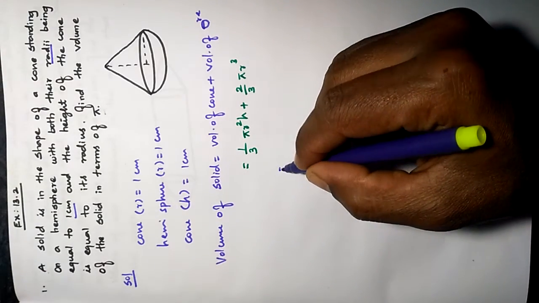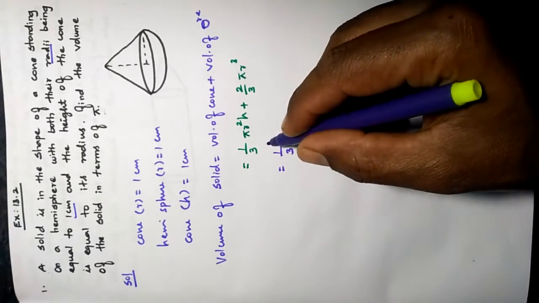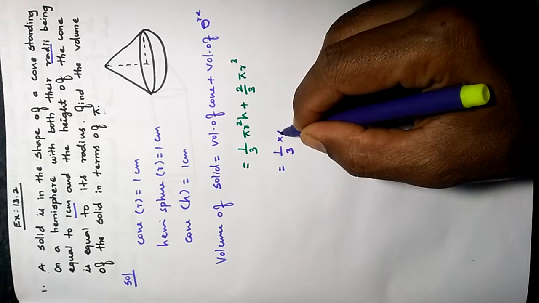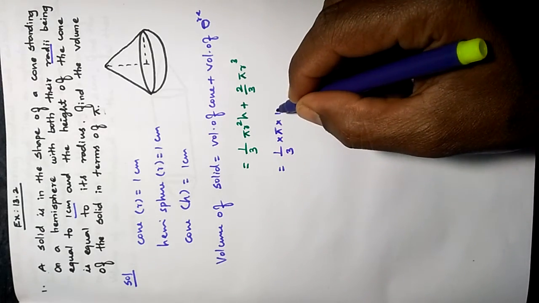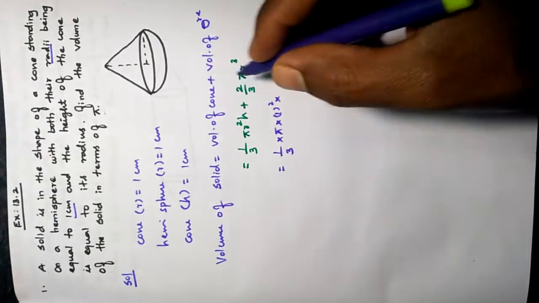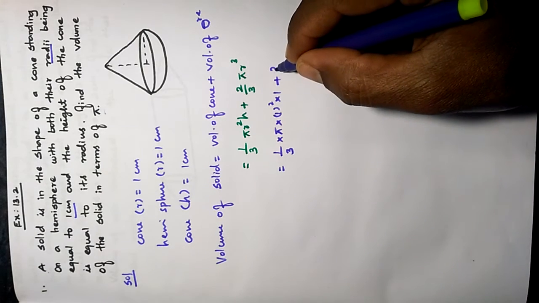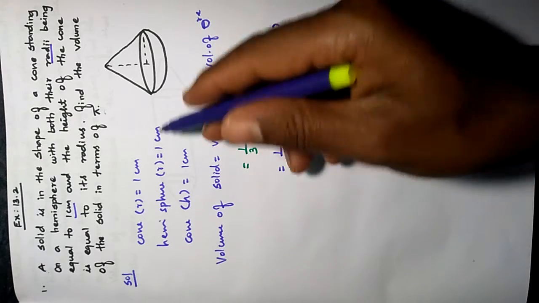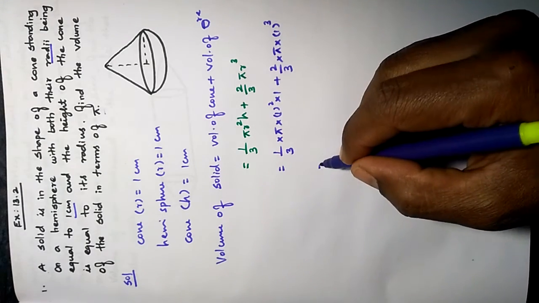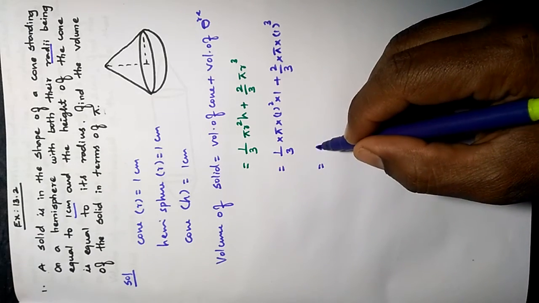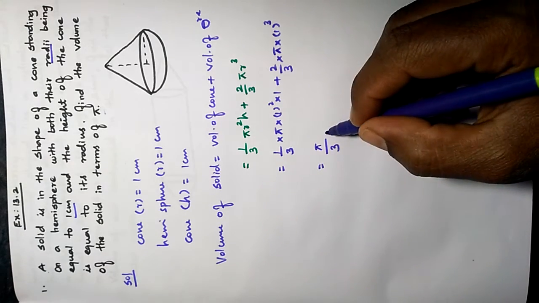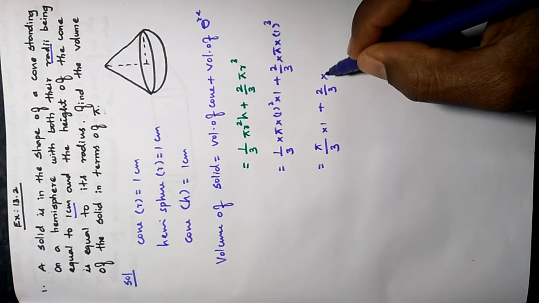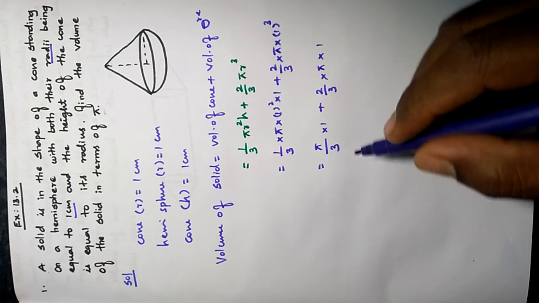Now let's apply 1 by 3. Don't apply the pi value because the answer should be in terms of pi only. Let it be pi. The radius of the cone is 1, so 1 square into h, the height, is also 1, plus 2 by 3 into pi into 1, the radius of hemisphere also 1 only, so 1 cube. Now 1 into pi gives pi by 3 into 1 square, value 1 only, plus 2 by 3 into pi into 1 cube, value 1.